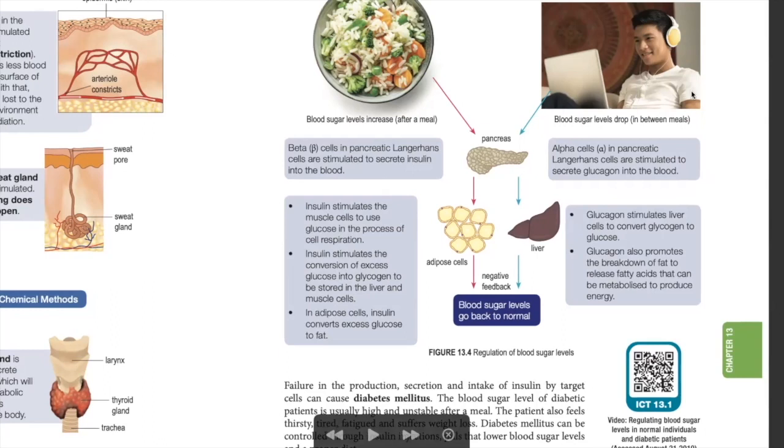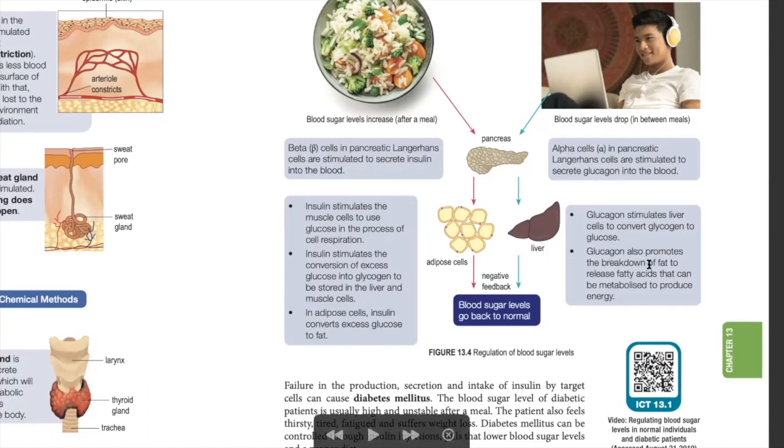The next situation is when you are fasting. When you are fasting, you don't eat any meal, so your blood glucose level will decrease. So this is not normal. What happens is that the alpha cells in the pancreas are stimulated to produce glucagon. Glucagon is also a hormone. The beta cells produce insulin, which is also a hormone. So this glucagon stimulates the liver cell to convert glycogen into glucose. It converts back. Just now insulin converted glucose into glycogen; this one converts back from glycogen to glucose.